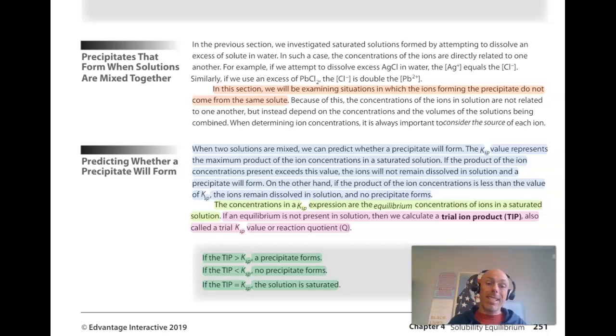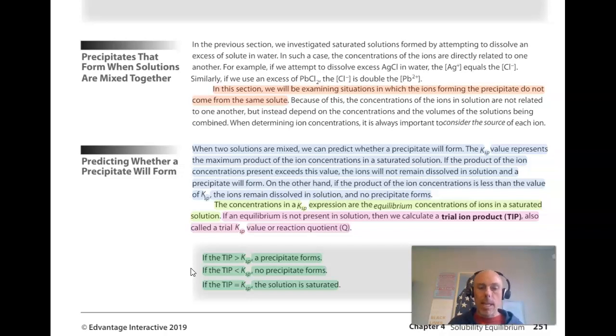And so what we call this is a TIP, a trial ion product versus Ksp scenario. What we'll be doing is comparing the concentration of ions at a point prior possibly to equilibrium, prior to saturation, and comparing it to the Ksp. If the trial ion product, which is equivalent to Q, is greater than Ksp, then the solution is saturated and a precipitate will form. If the trial ion product, again analogous to Q, is less than Ksp, that means the solution is not saturated and a precipitate will not form.